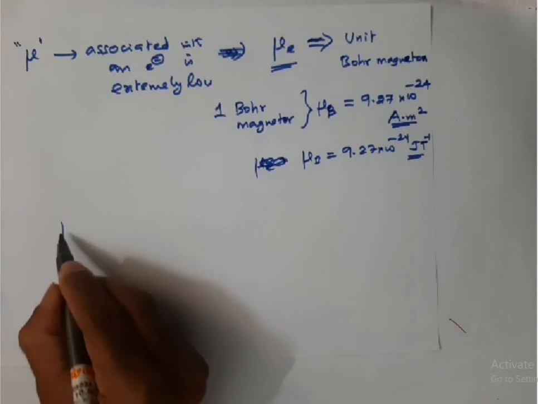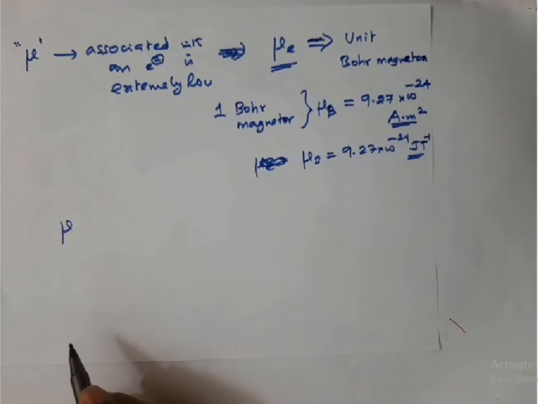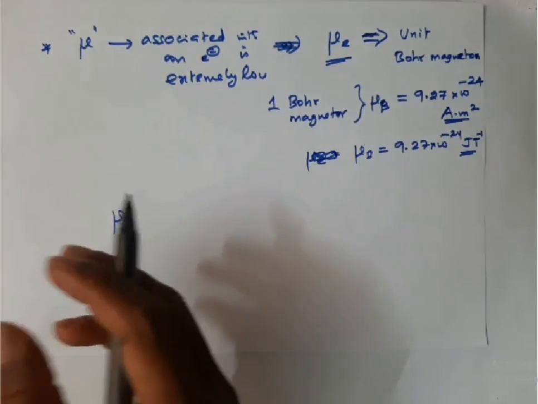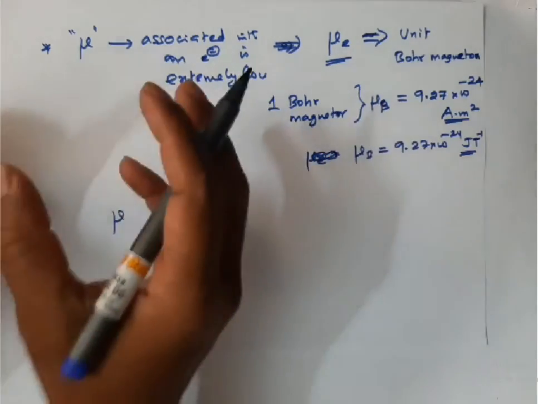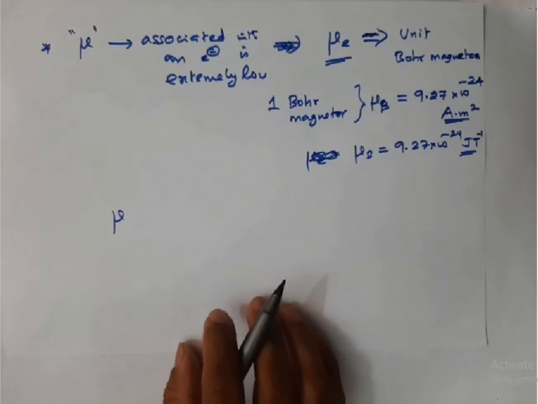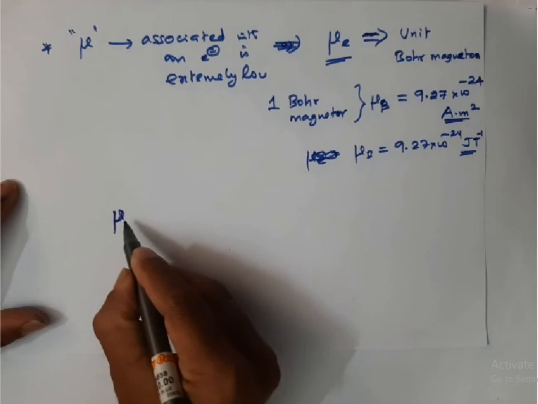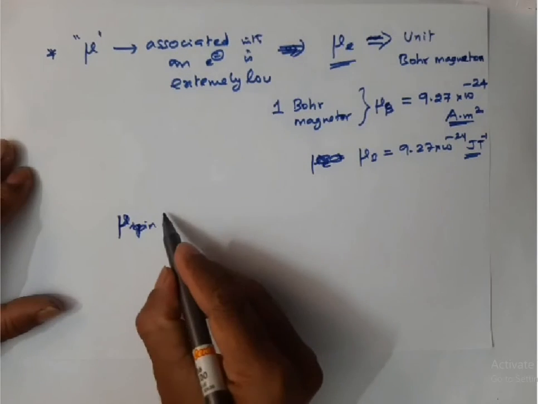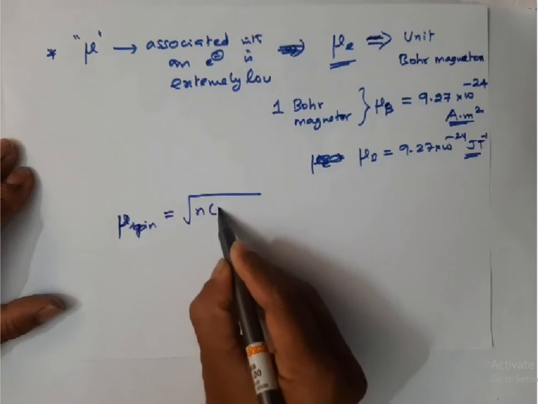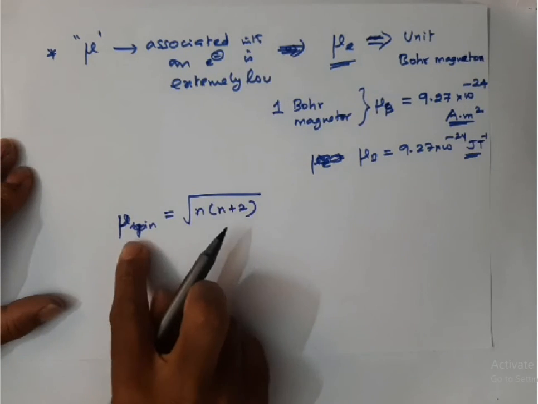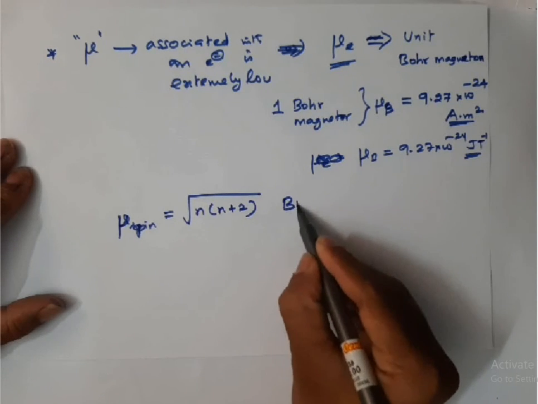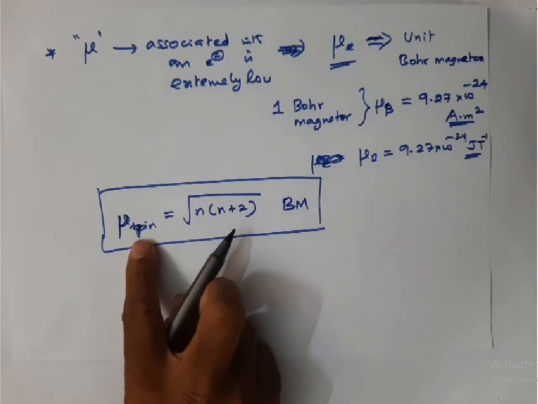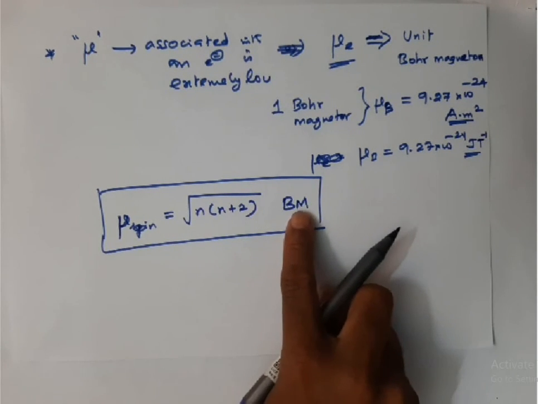Before that, listen. How to calculate magnetic moment? Suppose I take some solid, keep it in a magnetic field, and measure its magnetic moment. The spin only magnetic moment, where I take only spin, can be calculated using the formula square root of n into n plus 2, and this value is expressed in the unit of Bohr magneton.